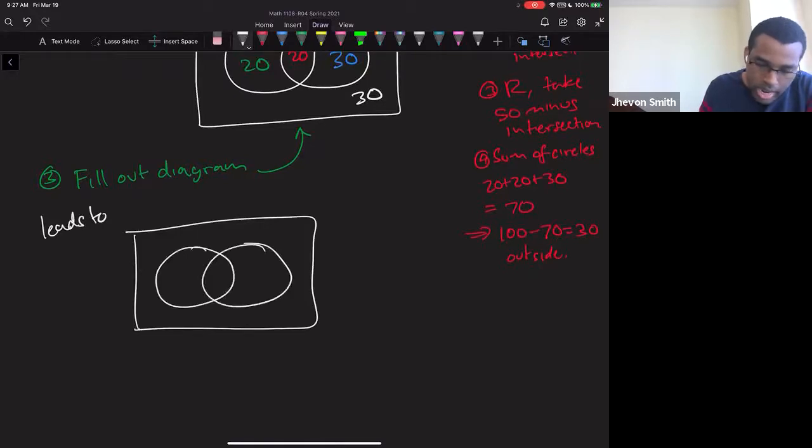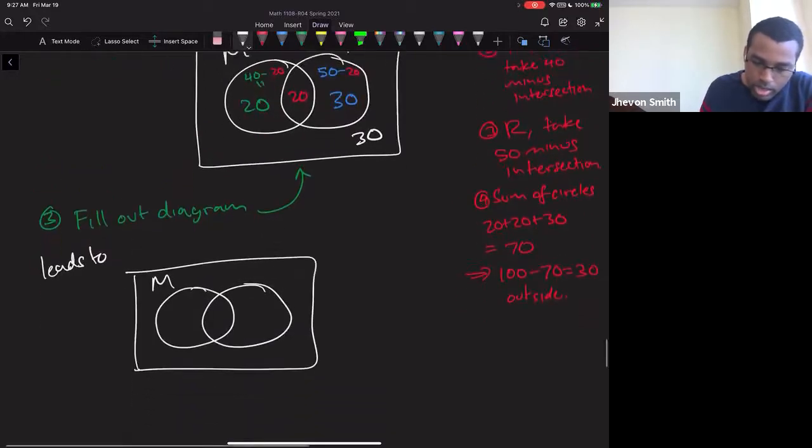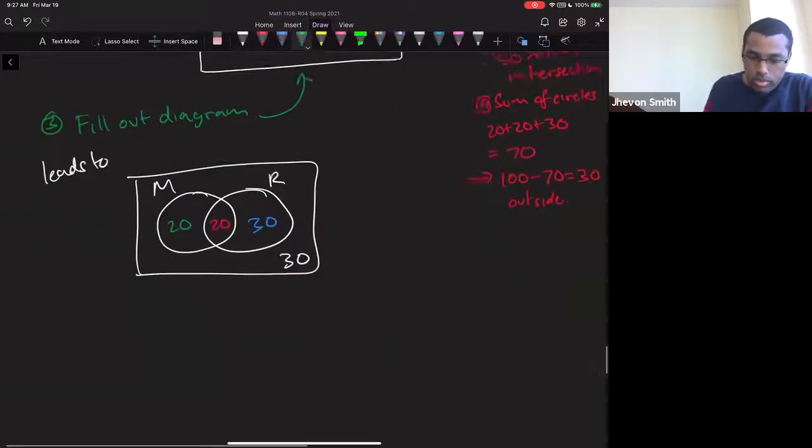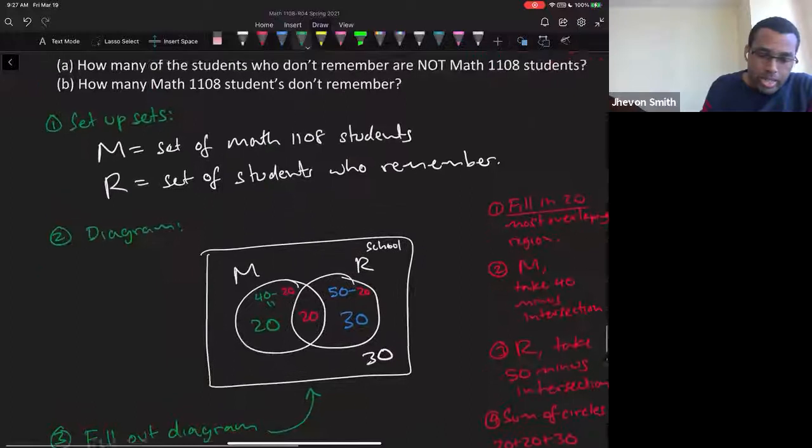And you don't have to draw the diagram twice. I just want to clean up the markup a little bit. There's 30, there's 20, there's 30, and there's 20. And now I can answer the questions.